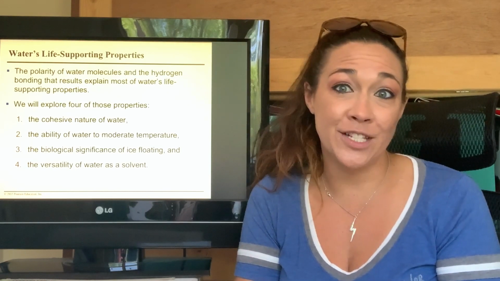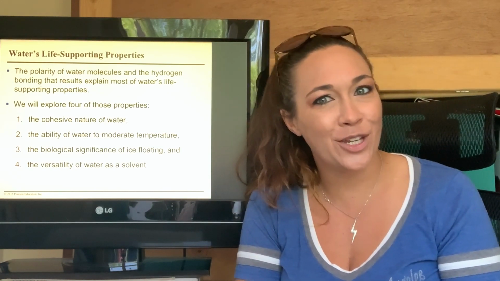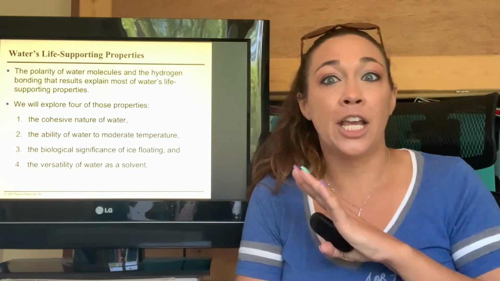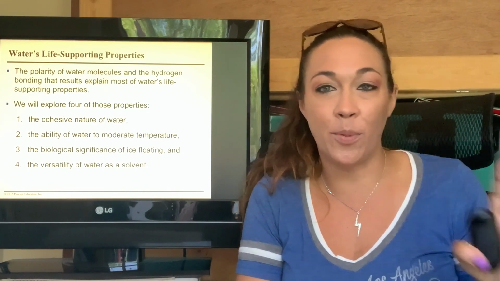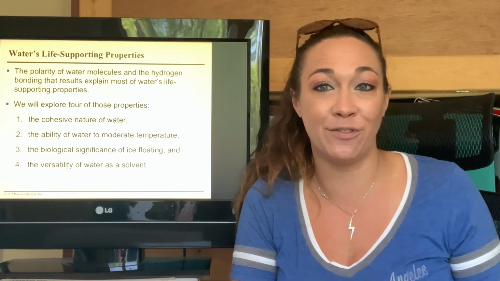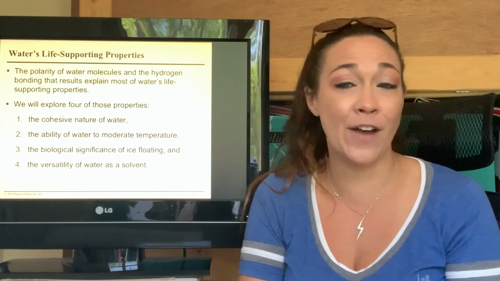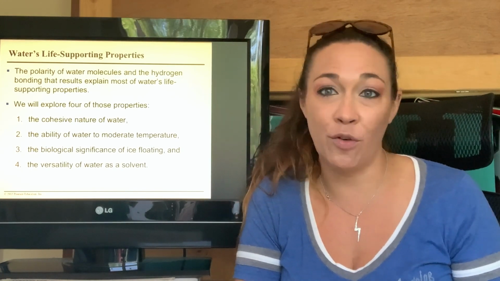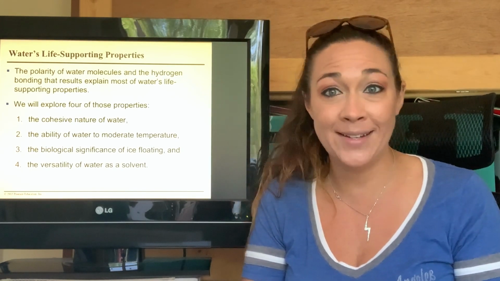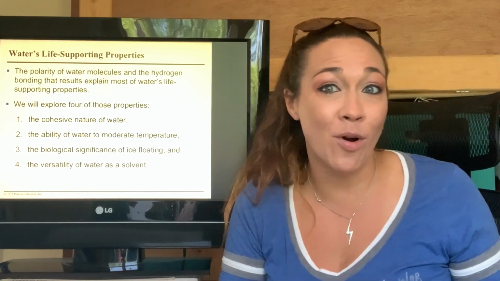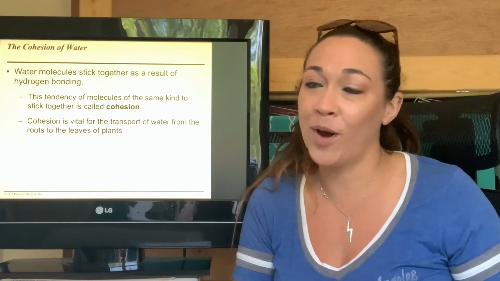Third is the biological significance of ice floating. It's not just to look cute in your drink, right? Or to cool you off. The fact that ice floats creates so many other opportunities for animals and plants to survive during certain periods of time. It's just amazing. And finally, the versatility of water as a solvent. Water is known as the universal solvent, and that's because it's really good at dissolving almost everything. And that's important. So we're going to learn about all of these right now.